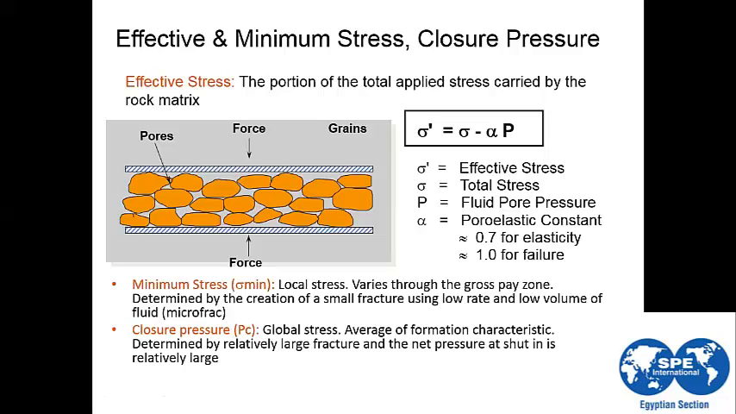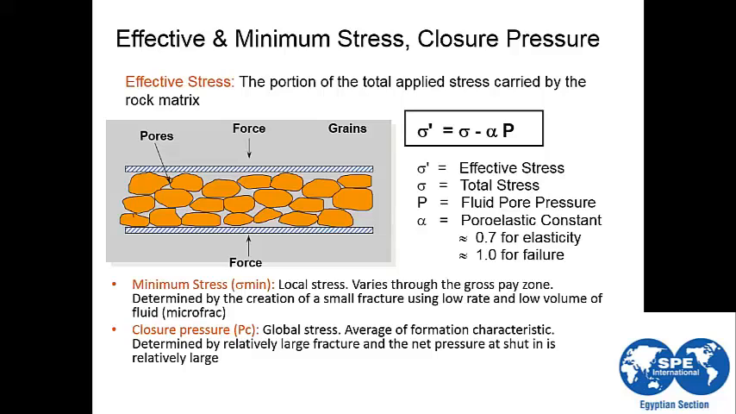What is the closure pressure concept? If we have a fracture and this fracture is opened, it is opened by what? By applying pressure inside this fracture.